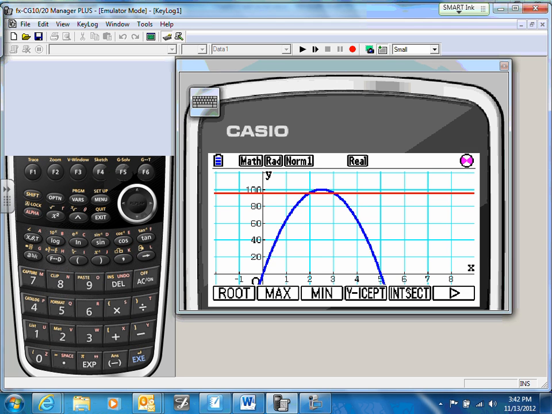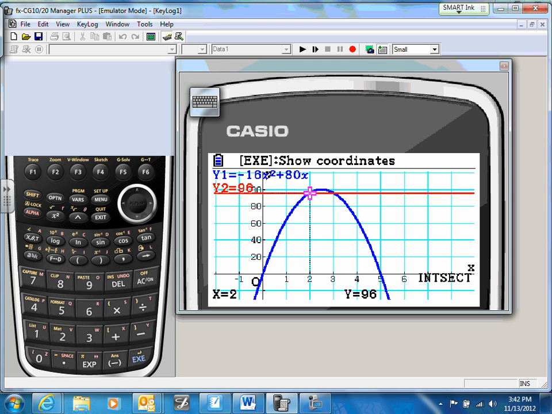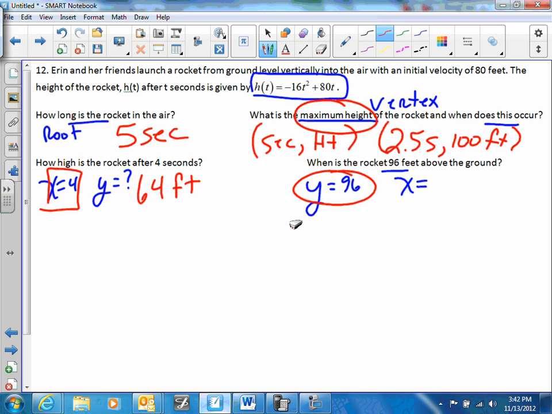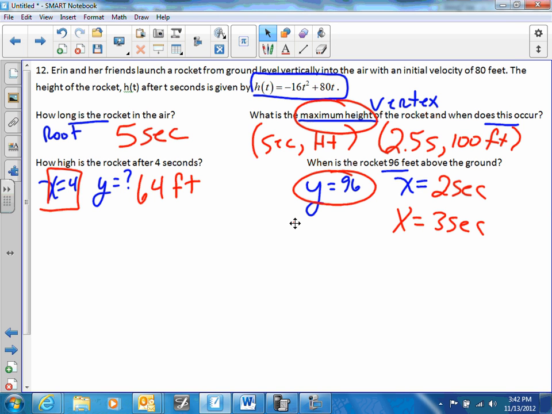G-Solve, intersection. The first one is at 2 seconds, it's going to be at 96 feet. And of course, at 3 seconds, it's going to be at 96 feet. So x equals 2 seconds and x equals 3 seconds, the rocket will be at 96 feet. Now, I could write a complete sentence, but for shortening purposes, I'm just going to leave it as is.